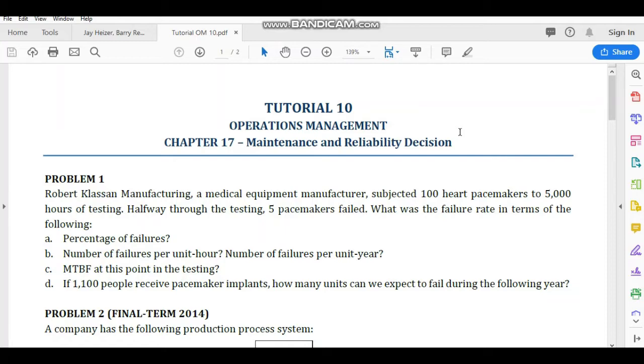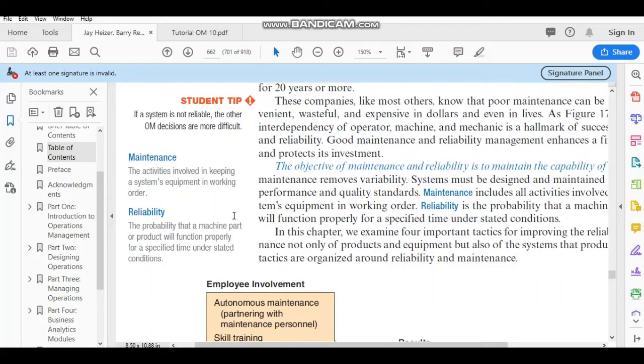And today we're gonna do some exercises related to chapter 17, and it's about maintenance and reliability decision. But first, what is maintenance and reliability? Basically, maintenance is the activities involved in keeping a system's equipment in working order, while reliability is the probability that a machine part or product will function properly for a specified time under stated conditions.